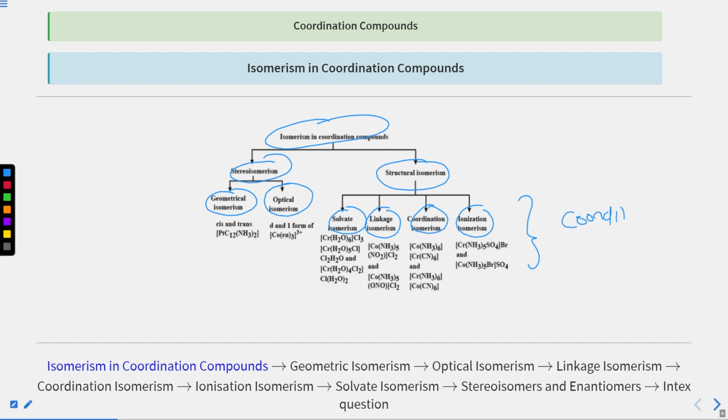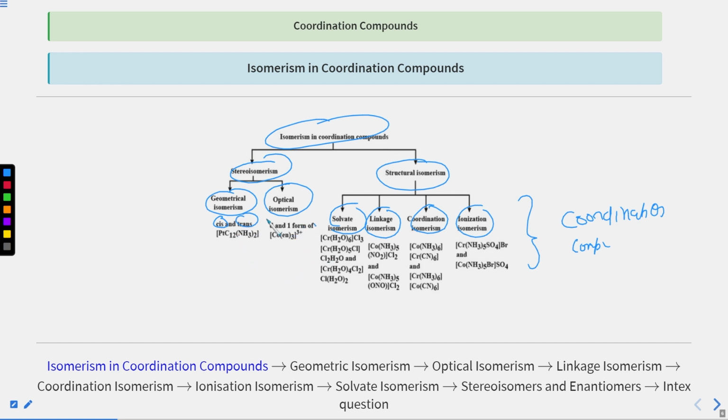This classification can be related to organic chemistry, but if I talk about the whole hierarchy, then it is totally about coordination compounds, because we don't have any solvent isomerism in organic chemistry. Clear? Now, talking about geometrical isomerism, there are two types, cis and trans.